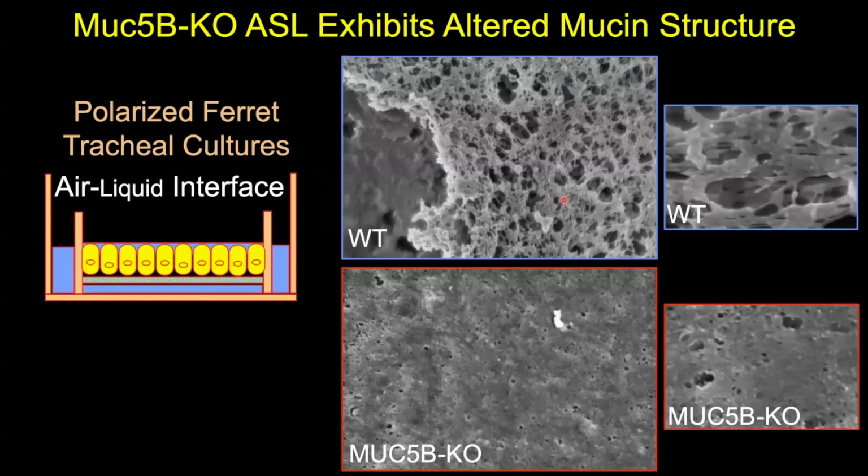If one evaluates the mucin expressed from tracheal airway epithelial cultures polarized at an air-liquid interface and compares them between wild-type and MUC5B knockout airway epithelia, one sees a lattice structure here in wild-type mucin that's not present in the MUC5B knockout, consistent with the potential hypotheses proposed by the Welsh group.